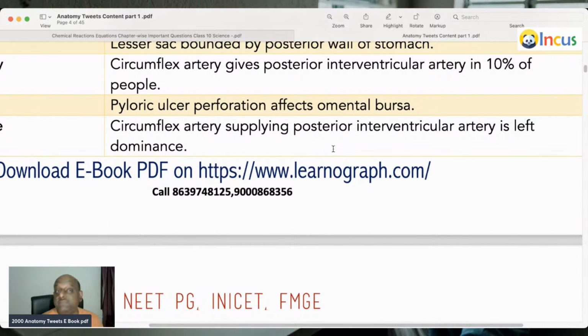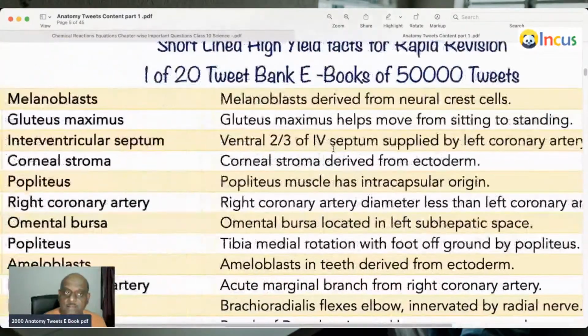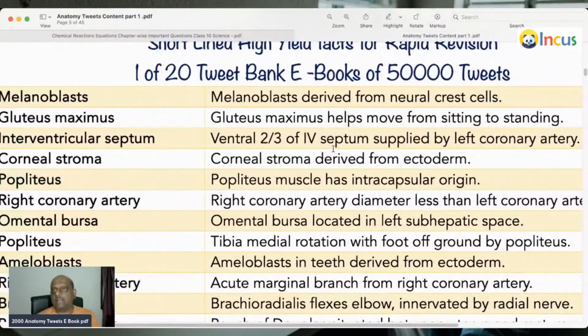So when do you call left dominance? When the posterior interventricular artery, instead of arising from the right coronary, arises from the circumflex branch of the left coronary, then you call it left dominance, is what you need to basically remember. Melanoblasts are also neural crest cell derivatives.